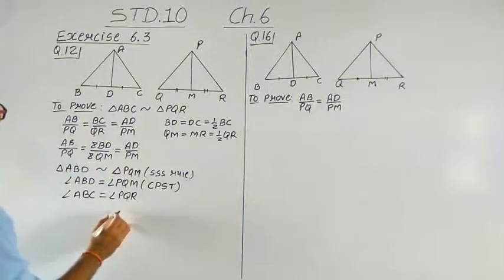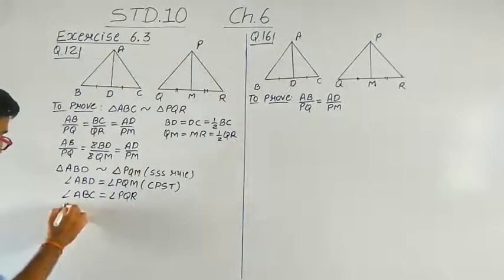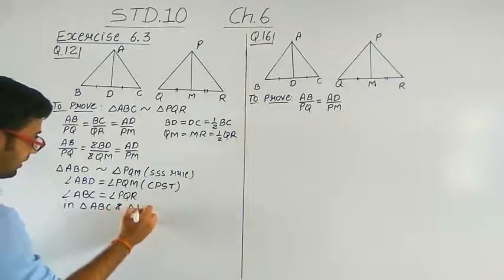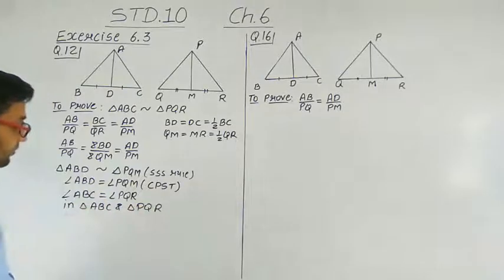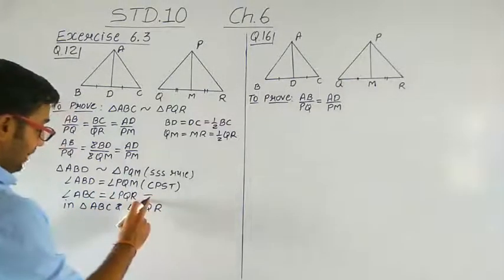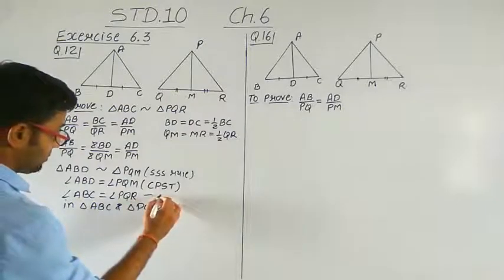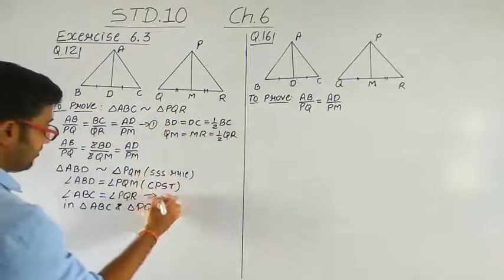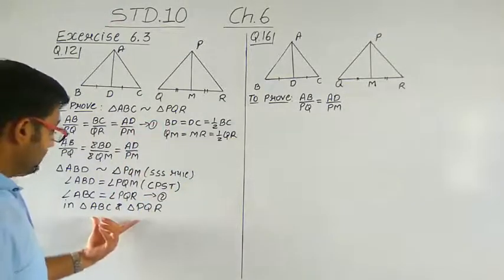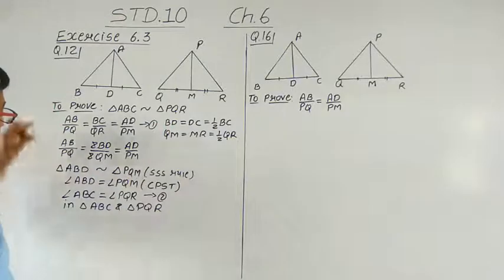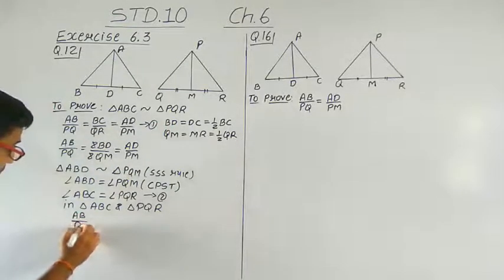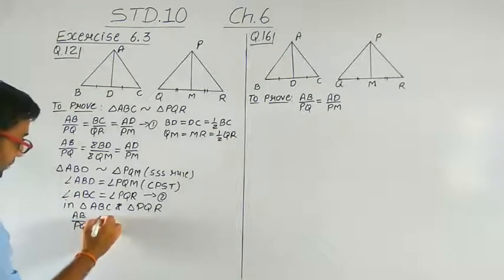Now, in triangle ABC and triangle PQR, one of the angles here is equal, give it the equation number 1. Give it the equation number 2. In these two triangles, two sides are in proportion. We can take these two sides from here: AB upon PQ is equal to BC upon QR.